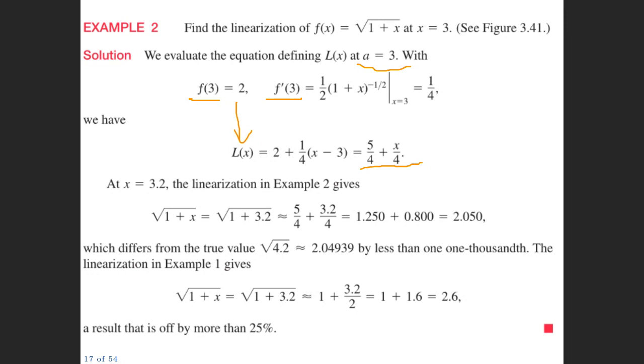So for example, if we're looking at x equal to 3.2, our approximation gives approximately 5/4 plus 3.2/4, which is 2.050. And that's pretty close to the true value, because the true value, square root of 4.2, square root of 1 plus 3.2, is actually 2.04934. So the difference is less than 1,000th.